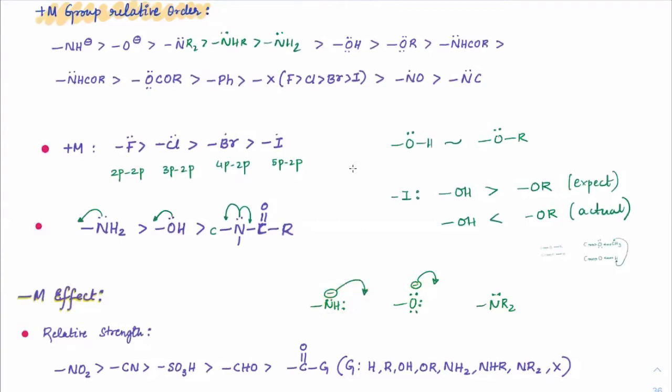Here, if it releases electrons, it will get a charge, no? This lone pair will go and it will get a positive charge. So it is actually becoming unstable, while these two will become stable. So that's why negative ones will always be better plus M donors as compared to neutral ones.